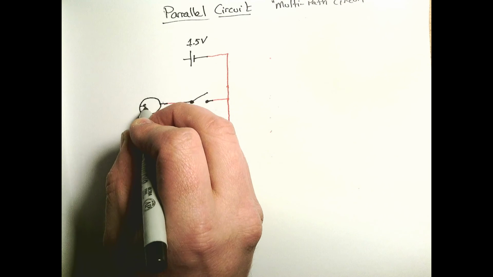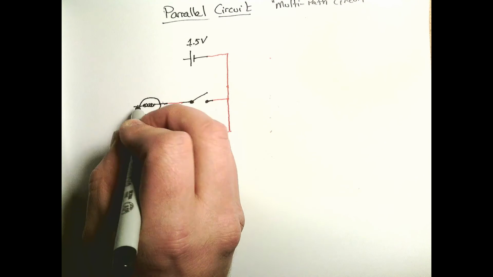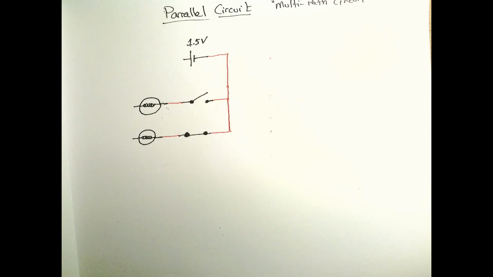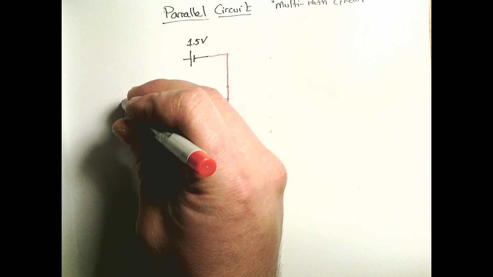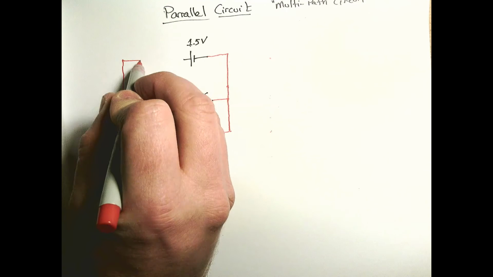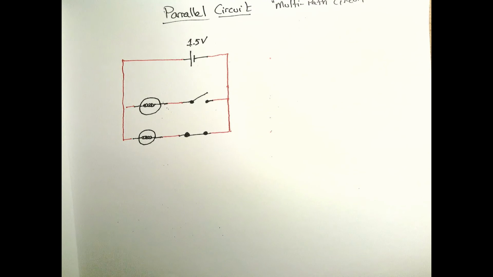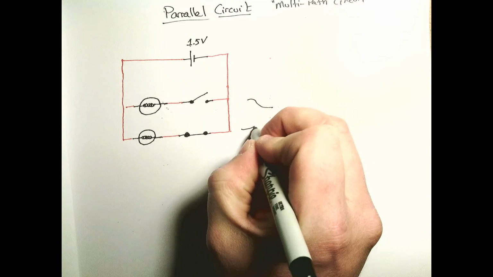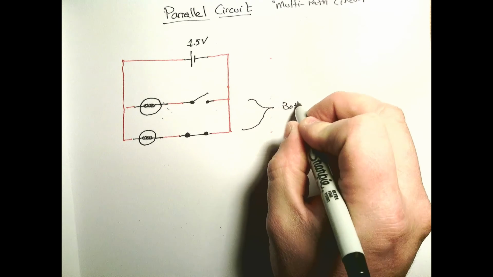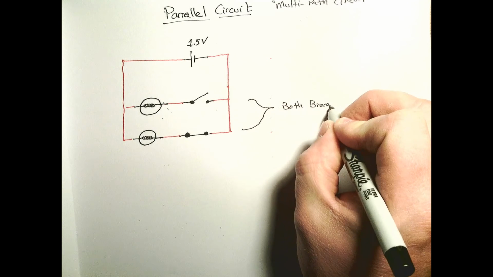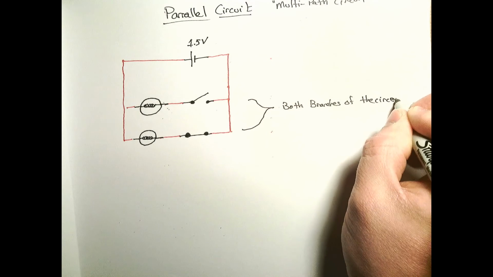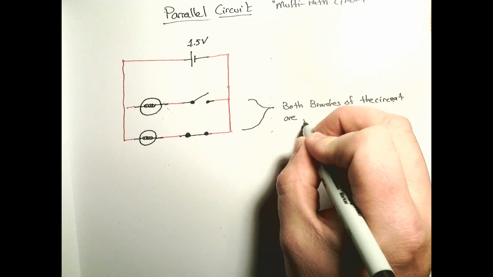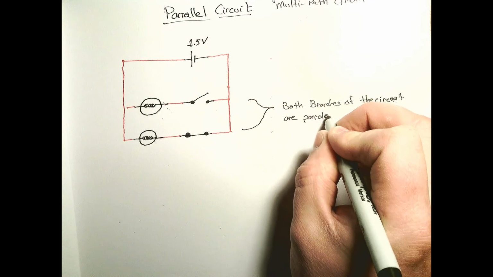I'm going to draw another lamp, and then I'm going to connect everything back. So I'm going to come off this one, and this one, and down, and over. This is called a parallel circuit because both branches of the circuit are parallel. They run next to each other.